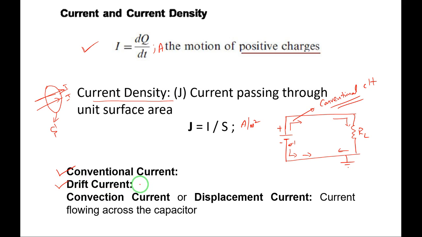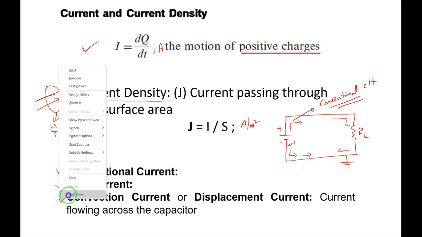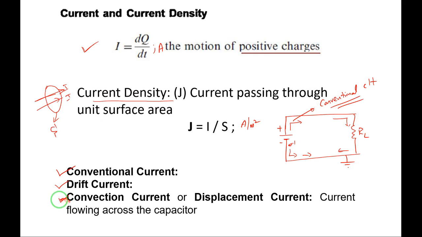in the metallic conductor, under the influence of the electric field, the charge carriers will move in a particular direction. So that we call drift current. The flow of the charge carriers under the influence of the field in a metallic conductor, we call drift current. Then another type of current, convection. You should understand the difference between these three. Convection current is also called displacement current. I have written it here for reference.